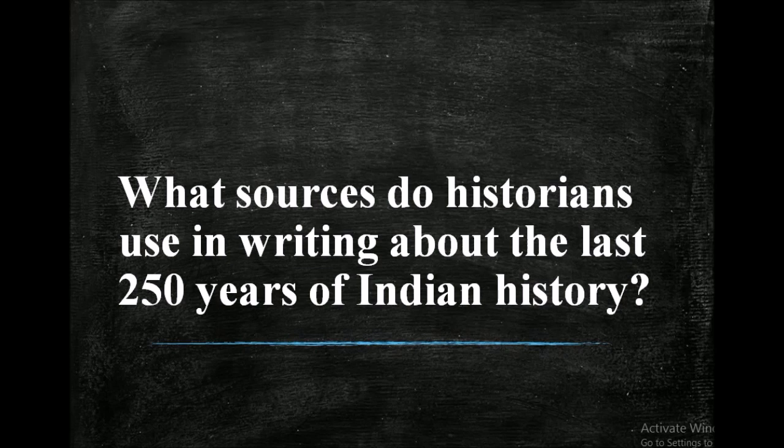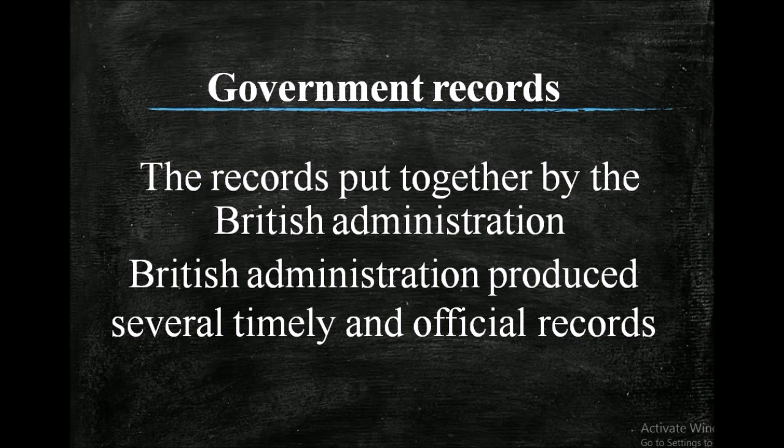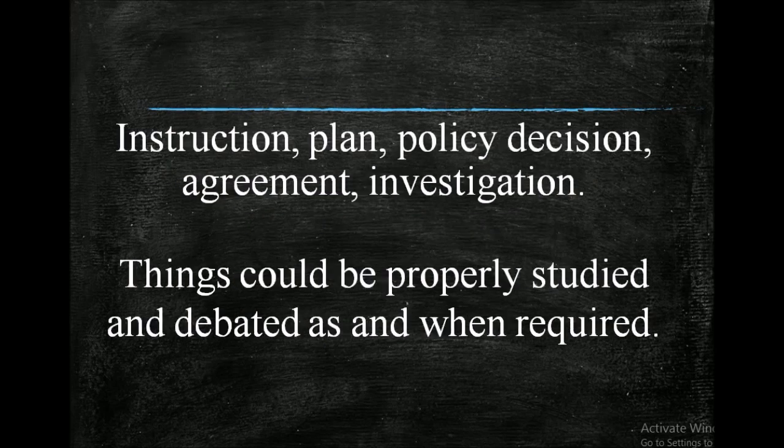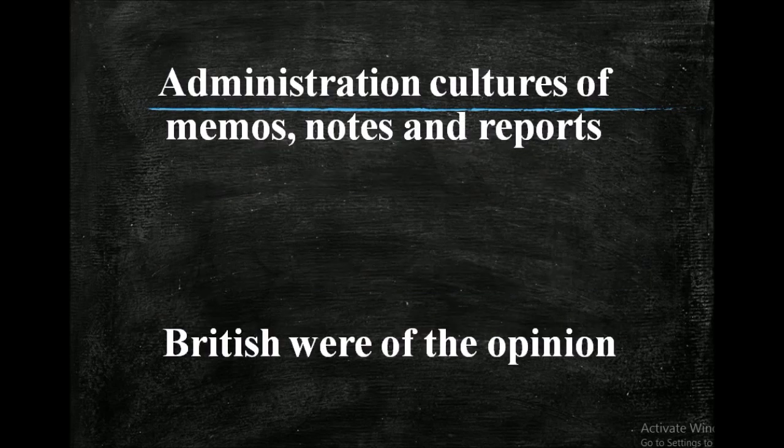Government records. The first and very important source was the records put together by the British administration. The British administration produced several timely and official records which served as a very important source for historians to refer to. The British believed that it was important to put everything on paper, such as every instruction, plan, policy decision, agreement, and investigation had to be clearly written down. This led to the production of an administrative culture of memos, notes, and reports.